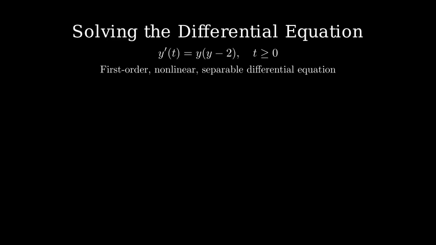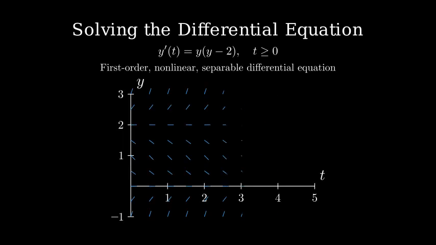Before we solve this equation algebraically, let's first visualize its direction field to get some intuition about the behavior of its solutions. A direction field, also called a slope field, shows the slope of the solution curve at various points in the ty plane. Since y' equals the slope of the solution curve, and y' equals y(y − 2), we can plot these slopes as small line segments.